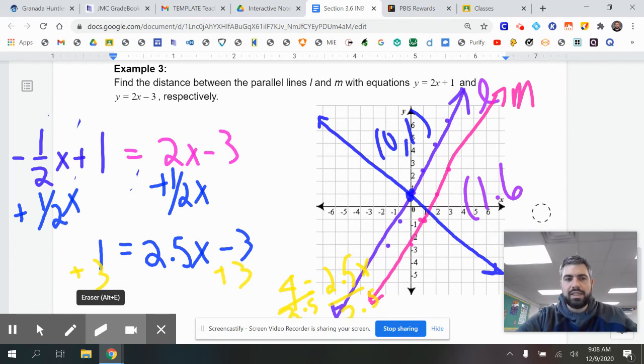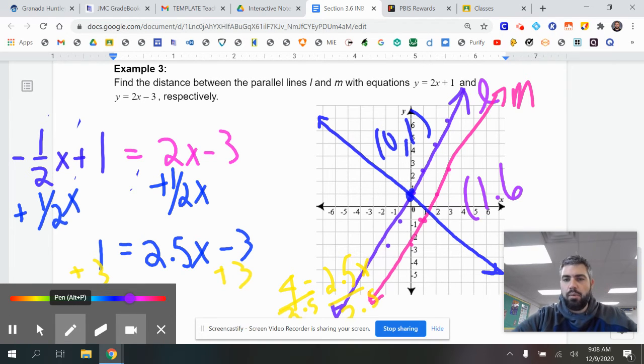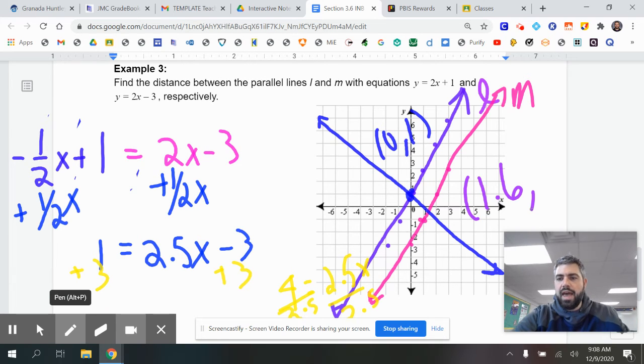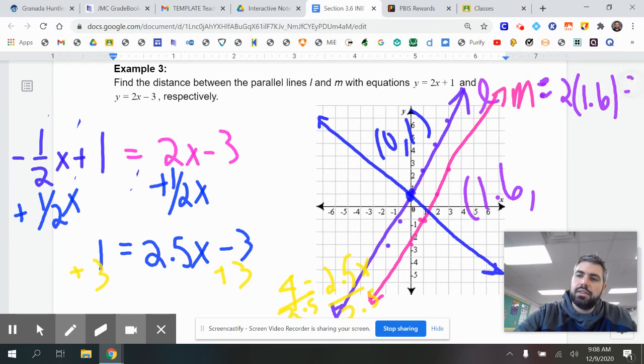Now, if I know that x is 1.6, I need to figure out what y is, right? So I can put it into either one, M or our other equation. We can put in the value of 1.6. I'll just put it into M. So remember in line M, I'm going to do 2 times 1.6 minus 3. And so 2 times 1.6 minus 3 is 0.2. Okay, so that sort of looks like what the point is that we have graphed. That's our purple point right there.